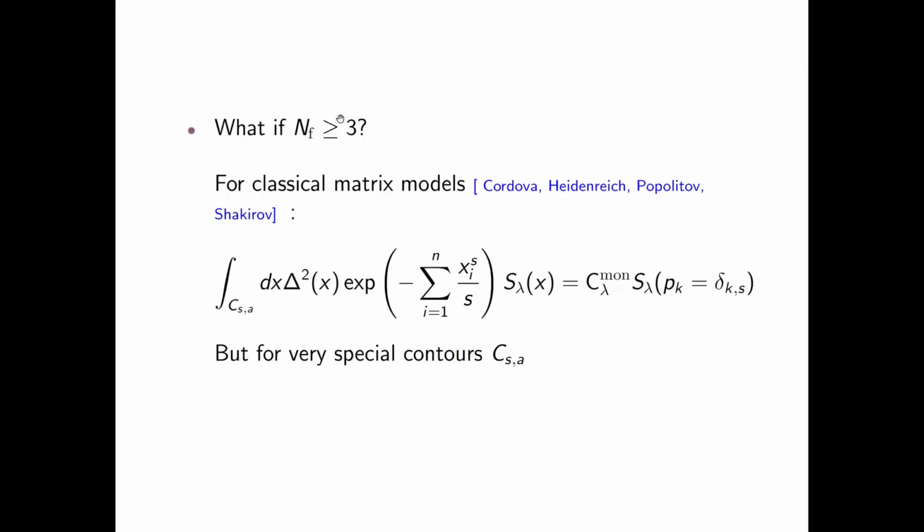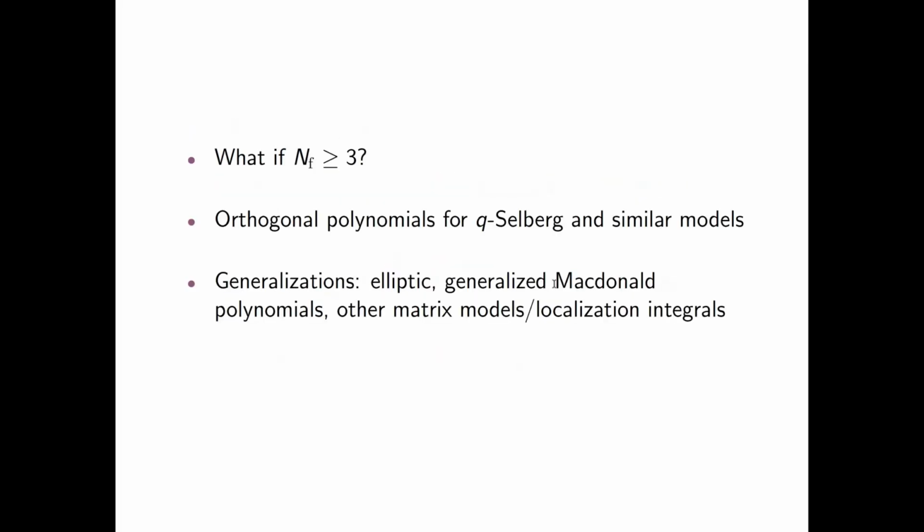Greater than or equal to 3 is specifically interesting because it's in the same class of integrals, so we should be able to treat it. And there are some hints from classical matrix models that even if you take higher degree potentials, despite the peculiarities with contours, if you choose contours in very special ways, you can still have these superintegrability formulas. So this is kind of where I want to end.